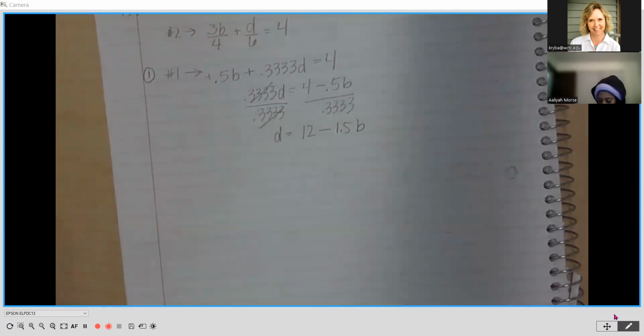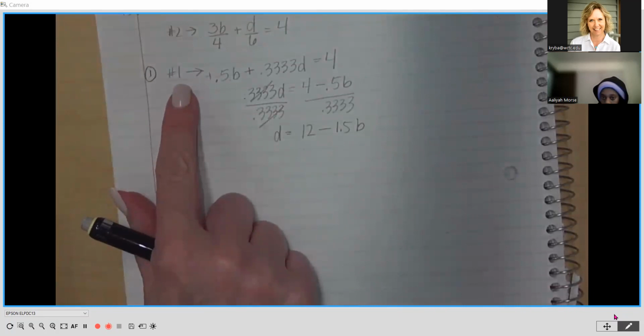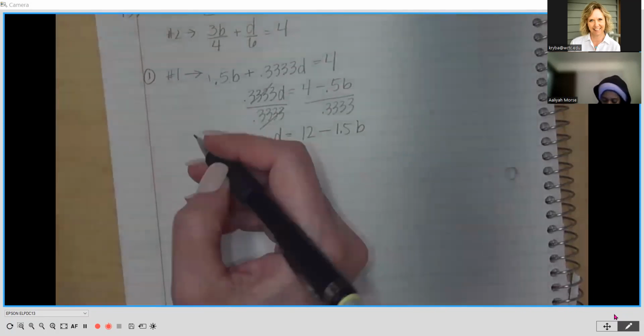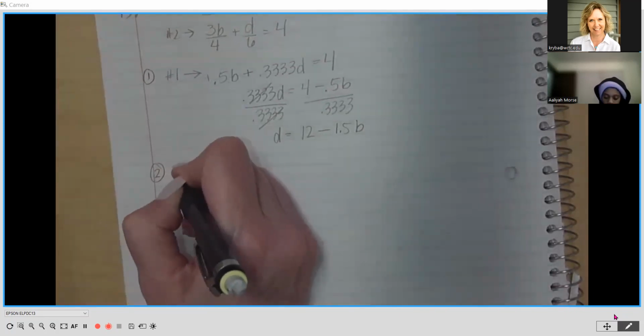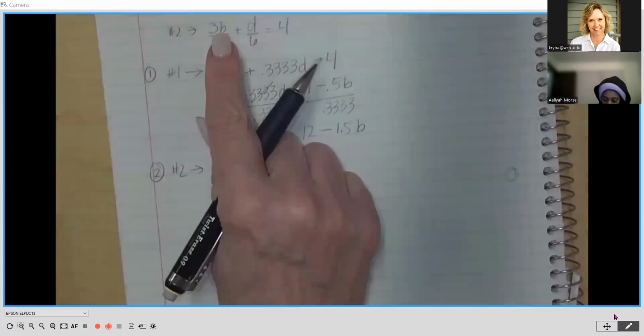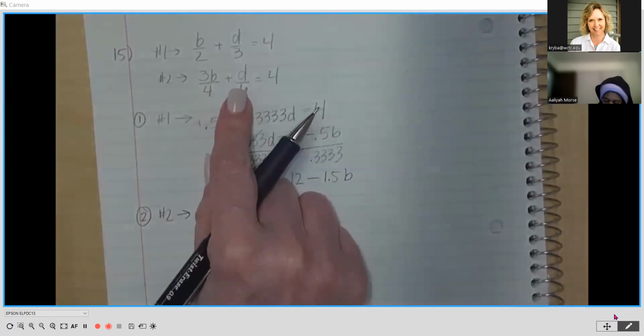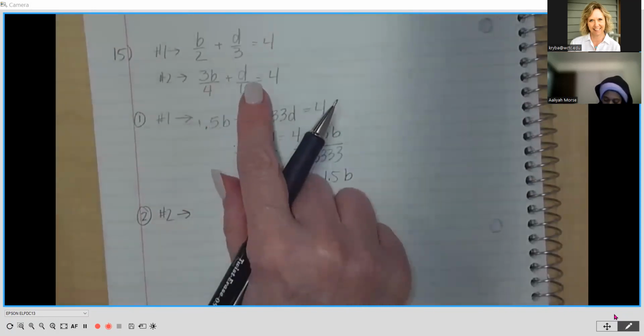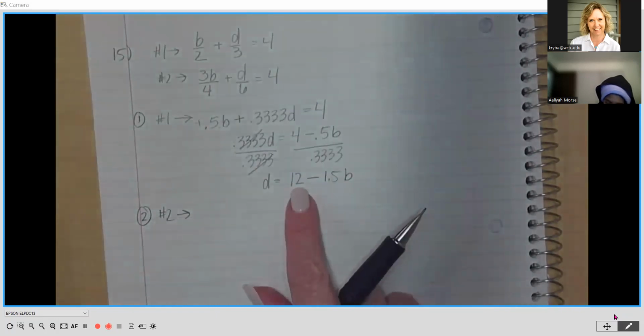So now we've got D in terms of B. Since we used equation number 1 to get this, we're now going to switch over to equation number 2, and we're going to use the second line here. Wherever we see D, we're going to substitute this value of 12 minus 1.5 times B.